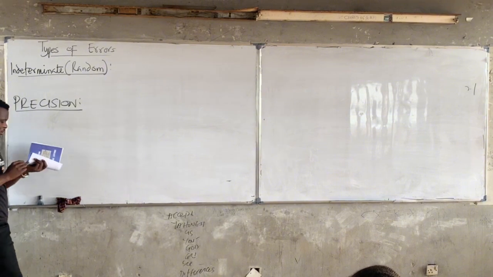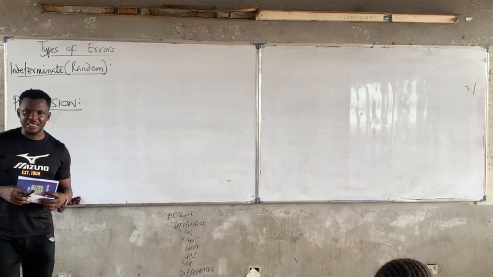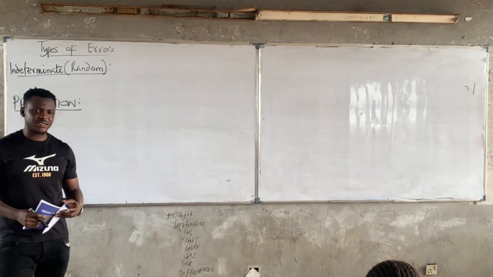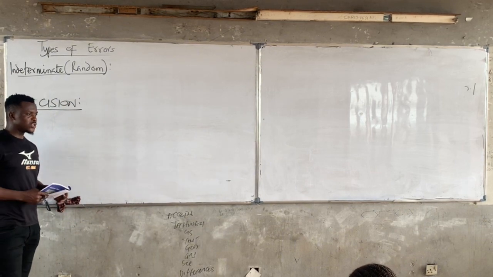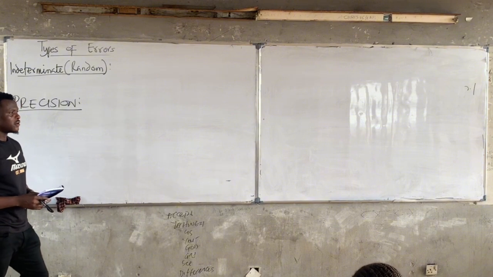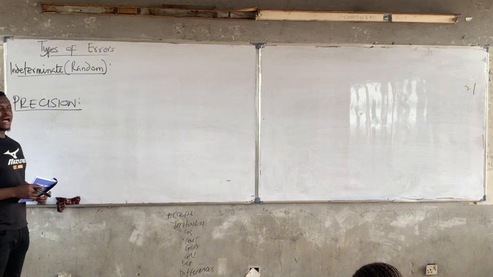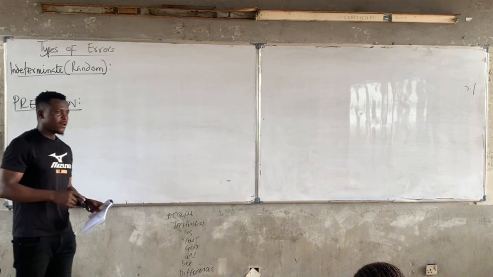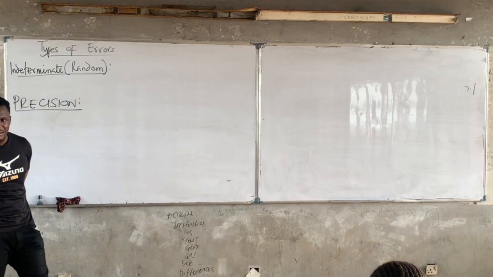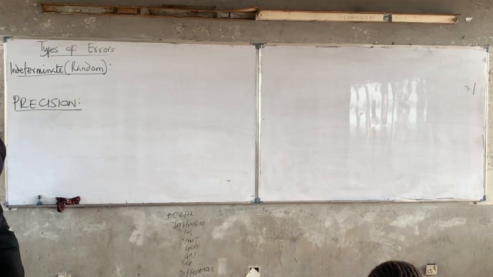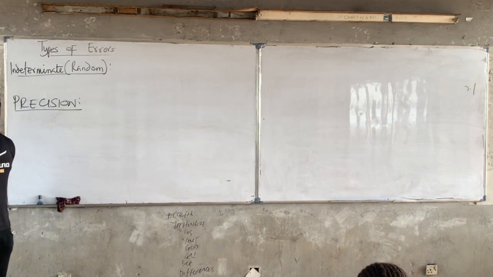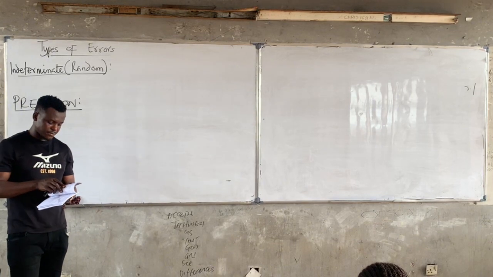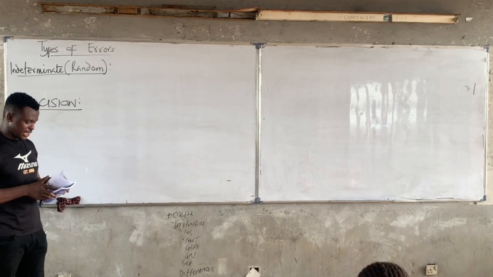Precision is the closeness of two or more measurements to each other, carried out in the same way.